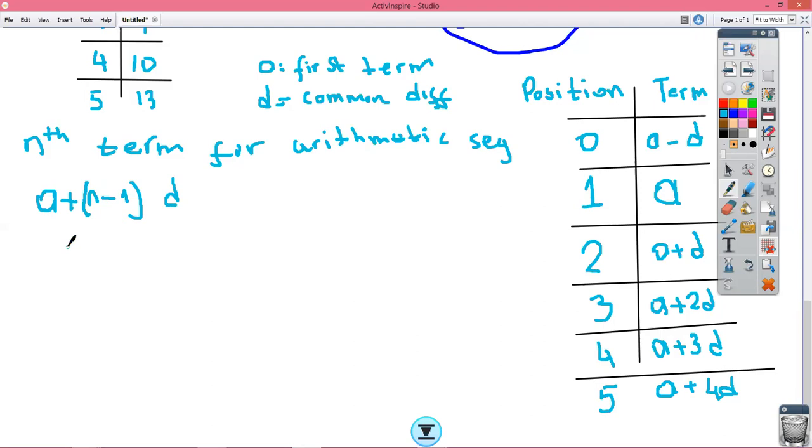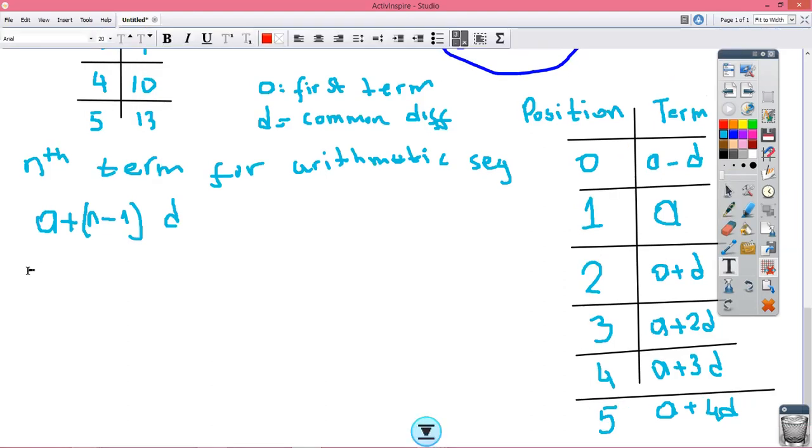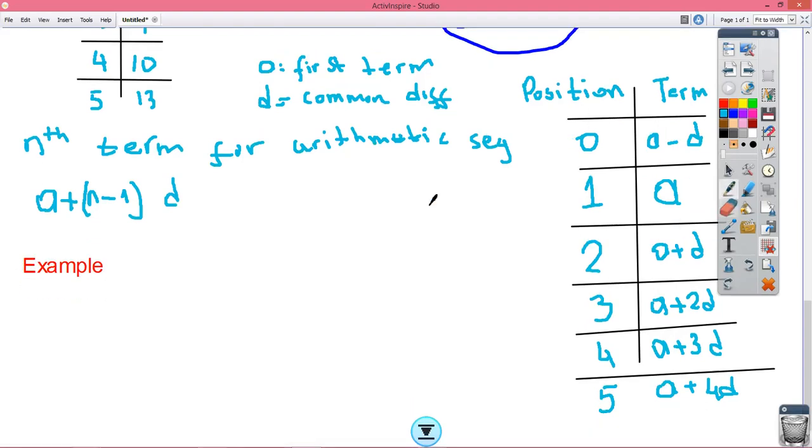Now, how will it work? Let's go and solve an example. Okay, the example is here. In the example, we have to find the nth term of an arithmetic sequence.